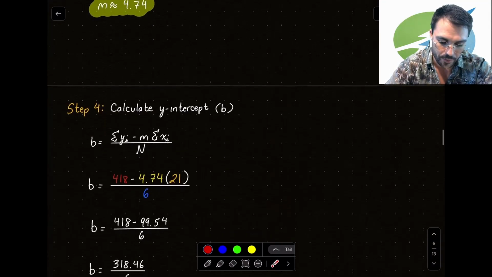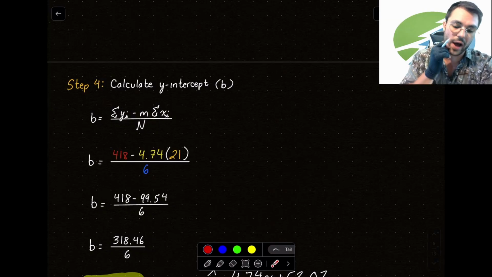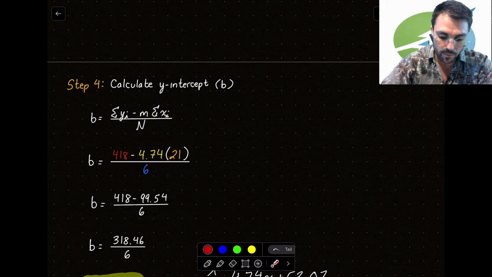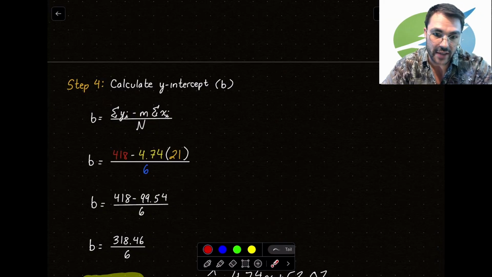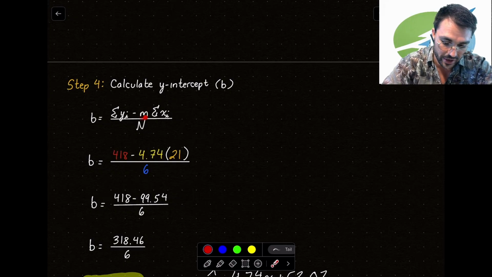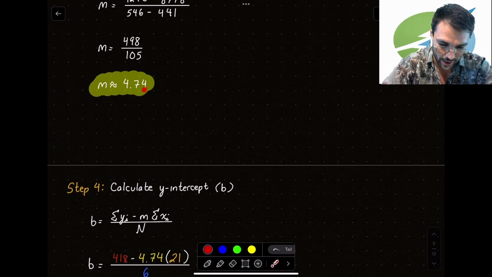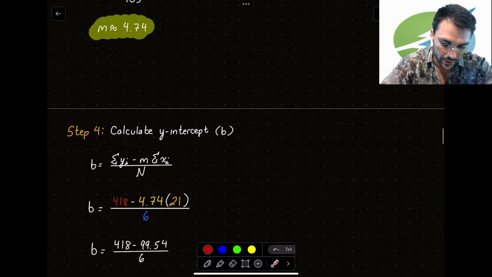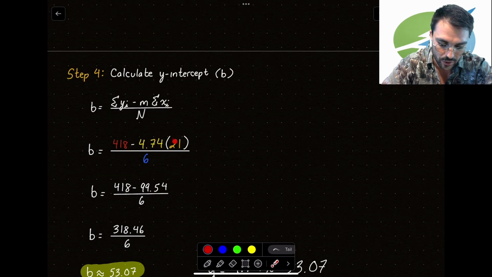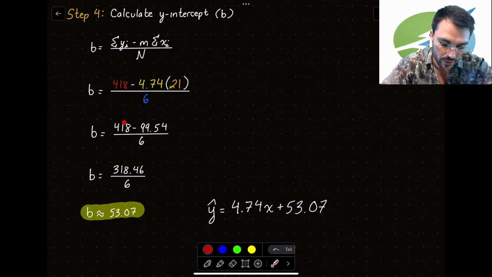All right. Step 4, now we calculate the y-intercept, our b. So again, just use the same given data from the table. The only addition is we now found m in this last step, which I highlighted in yellow. I know the yellow and the orange look really similar. But the summation of y sub i, we found that to be 418 minus m, the product of 4.74 times 21 gives us 99.54, divided by 6. Subtract the numerator. 418 minus 99.54 equals 318.46. Divide that by 6. Bam, we found b.